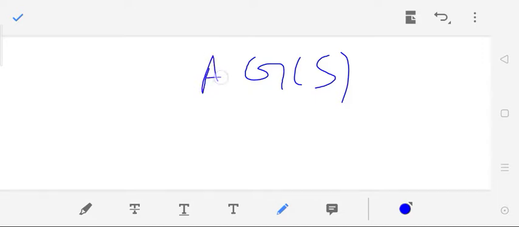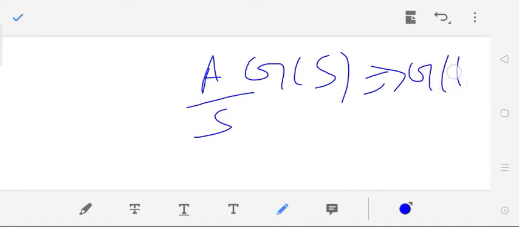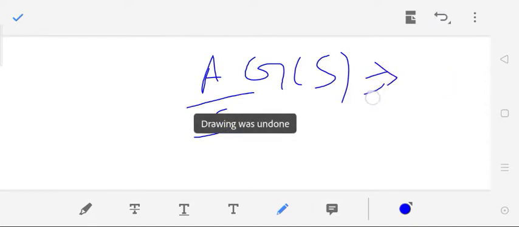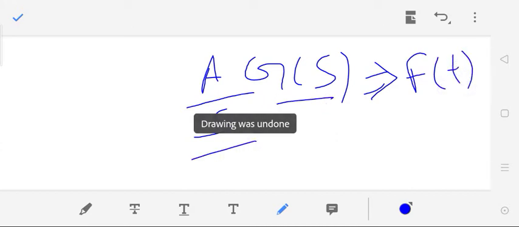Now let's come to the concept. Let's assume that I am given a function G(s), and it is given an input of step function. So this will be our function, and we want to find the inverse of this. Let's say the inverse of this will be f(t), which is the function itself along with the step input.